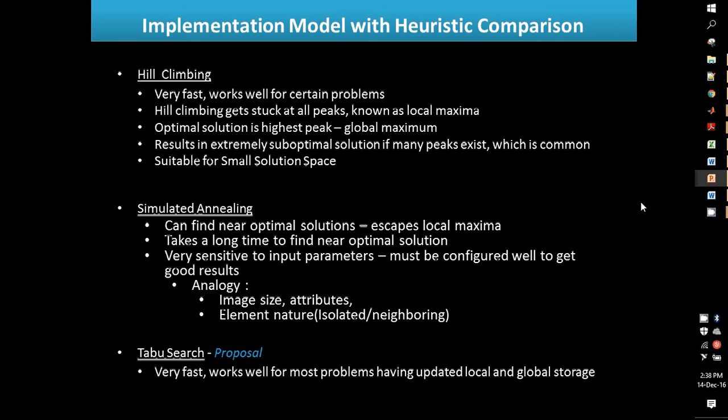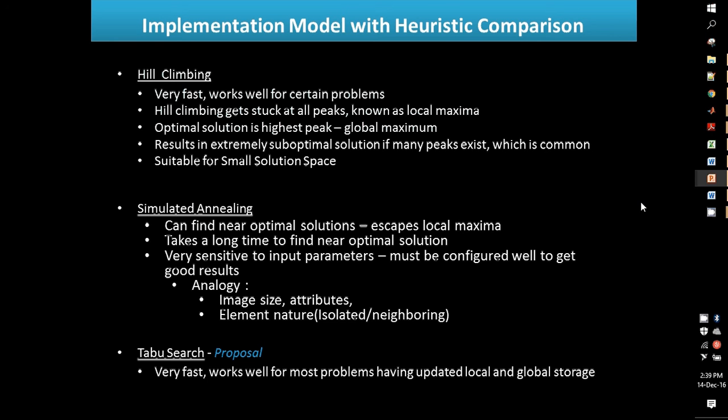Speaking about hill climbing, it is the fastest heuristic among these applications. However, this comes at the expense of quality as hill climbing is only factoring in local maxima. So in solution spaces that are vast where global maxima are required, hill climbing is not useful. This results in extremely suboptimal solutions if many peaks exist, which is common in many applications, and is therefore suitable only for small solution spaces. Hill climbing gets stuck at all peaks except its neighboring elemental peaks, and therefore it's only useful for local maxima. This allows it to work very fast.